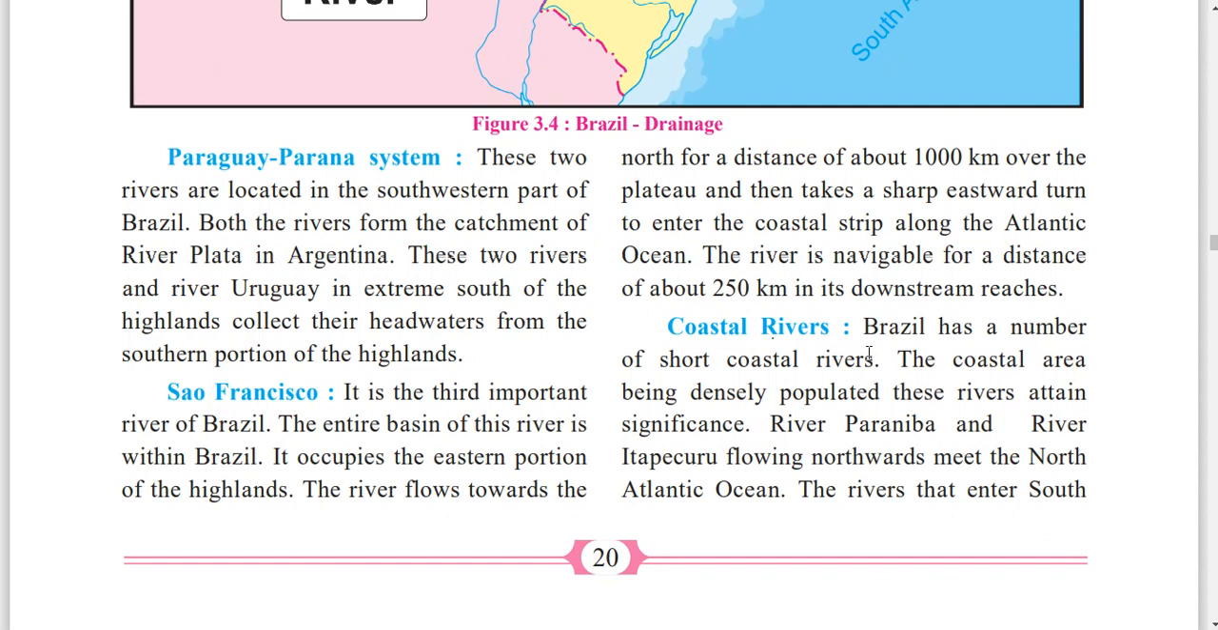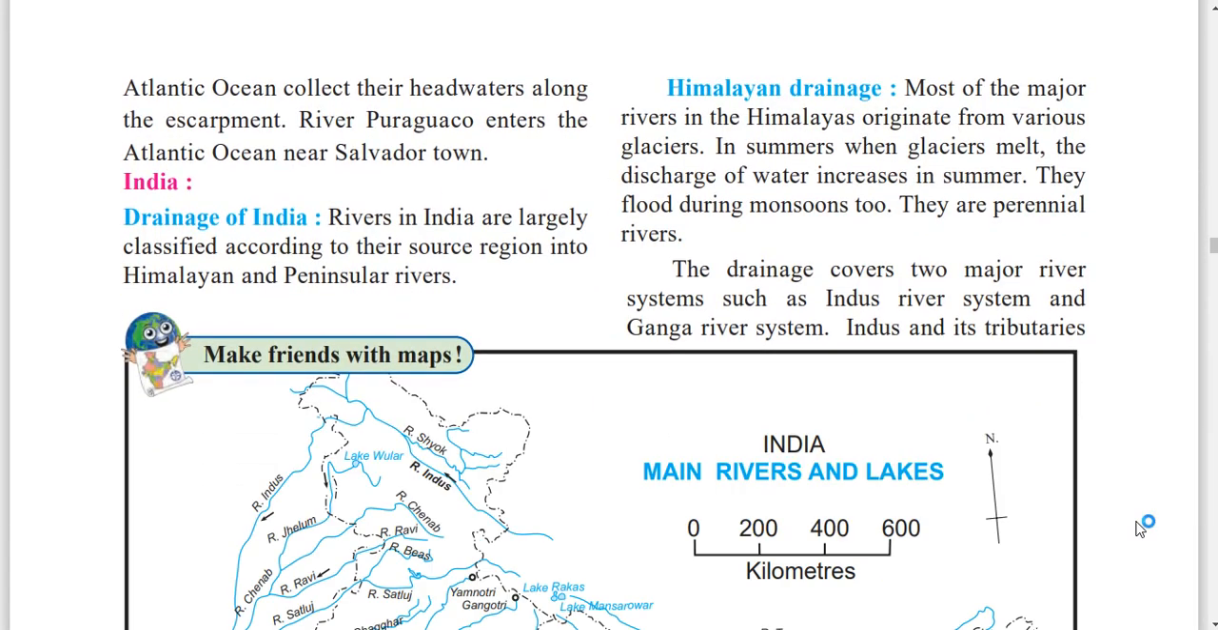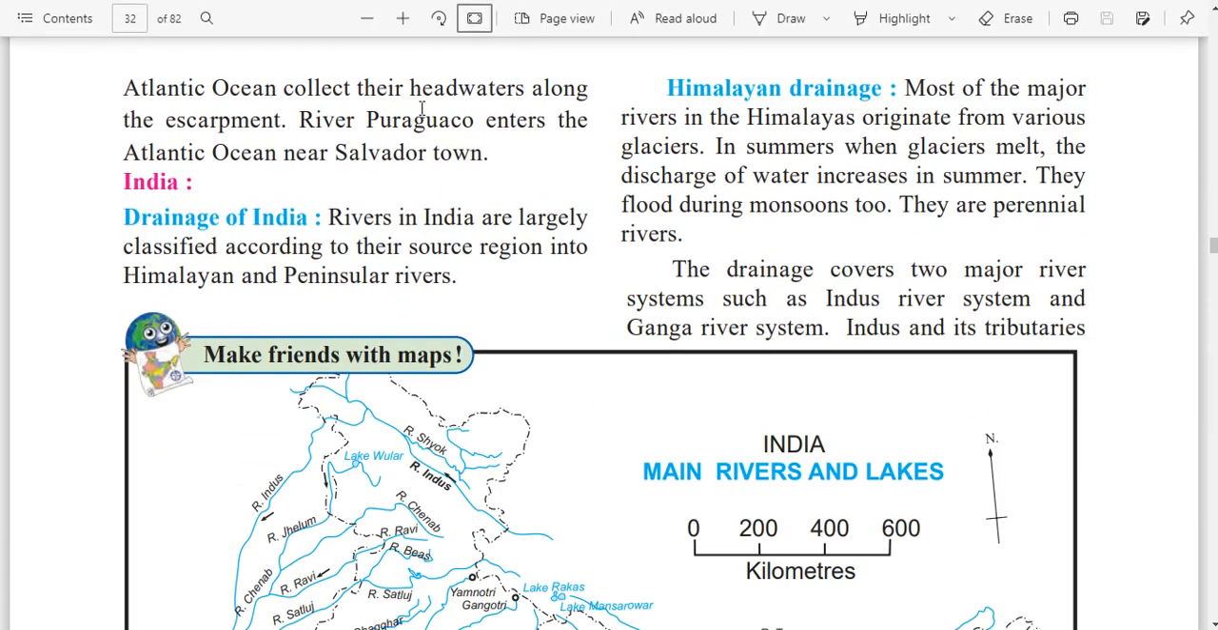Then coastal rivers. Brazil has a number of short coastal rivers. The coastal area being densely populated, these rivers attain significance. River Paraíba and River Itapecuru flowing northwards meet the North Atlantic Ocean. The rivers that enter South Atlantic Ocean collect their headwaters along the escarpment. River Paraguaçu enters the Atlantic Ocean near Salvador town.